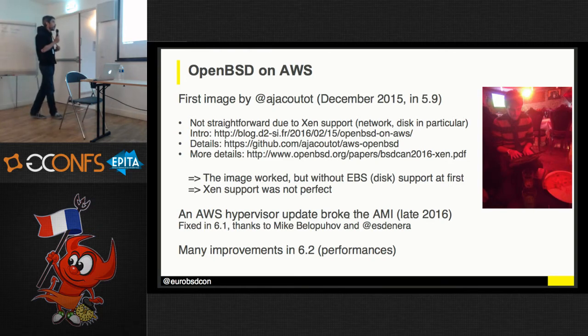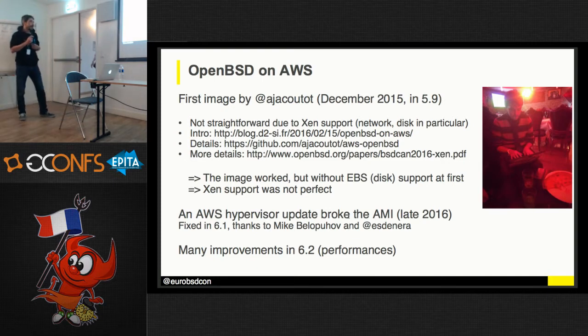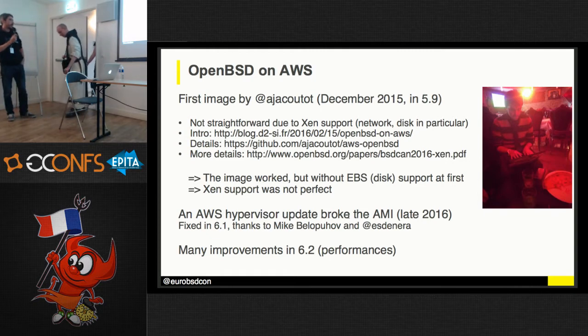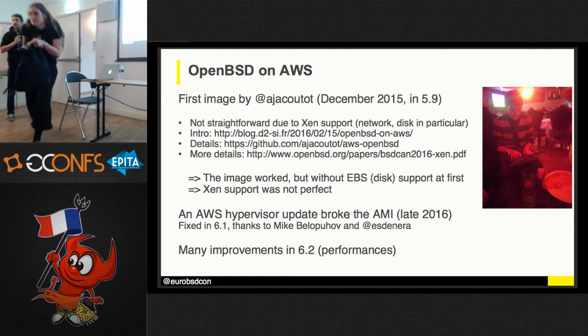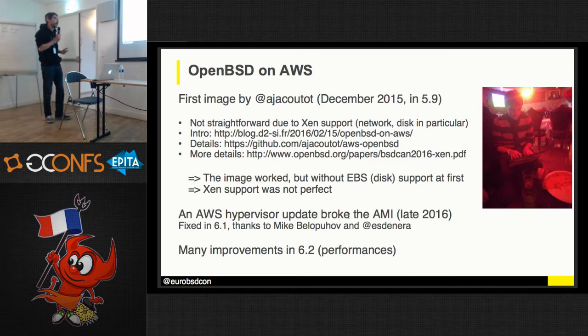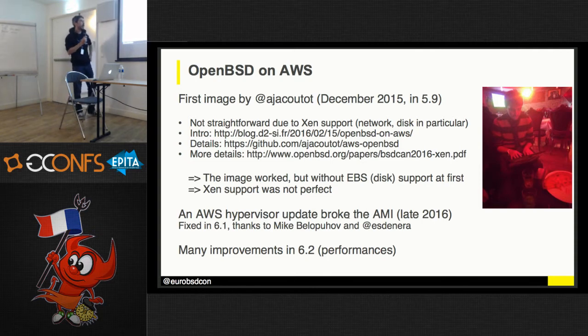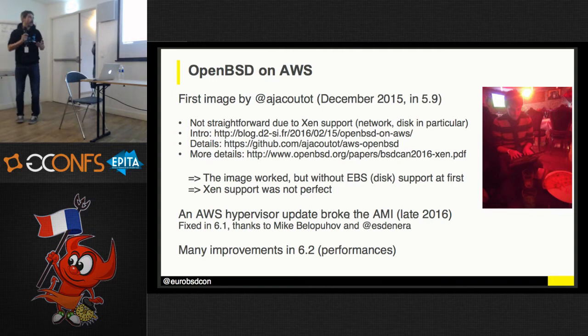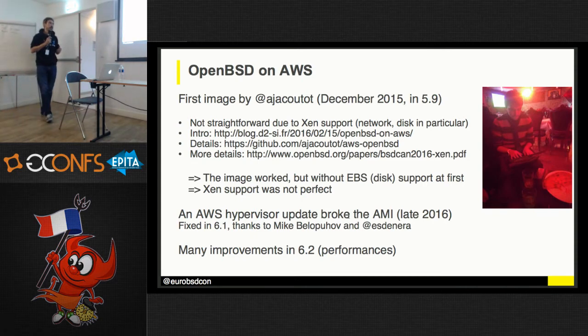Thanks to a lot of work by Mike at SSH, all this Xen support has been progressing over time. And so basically, at the beginning of 2016, there was the first OpenBSD image working on AWS. If you're interested in all this story, you can have a look at the links I put on the slides. The first one is an introduction of how the first image was built. The second one is the GitHub repository where you have the code on how to build the actual image on AWS. And the last one is by Mike, and it explains how he worked on Xen support for OpenBSD.